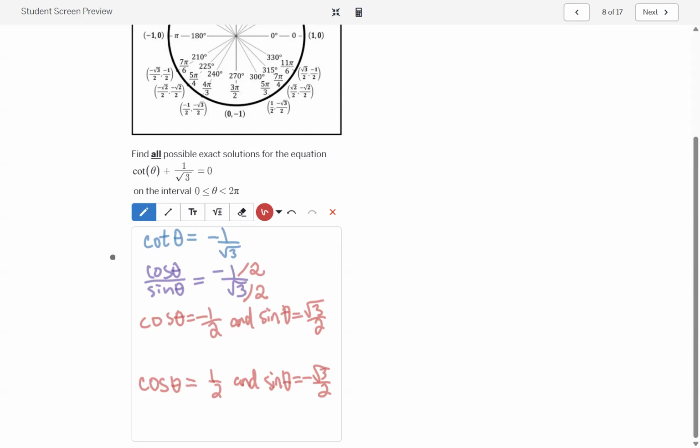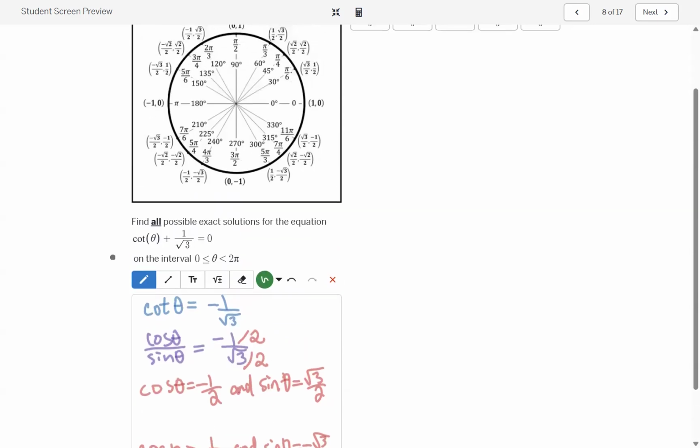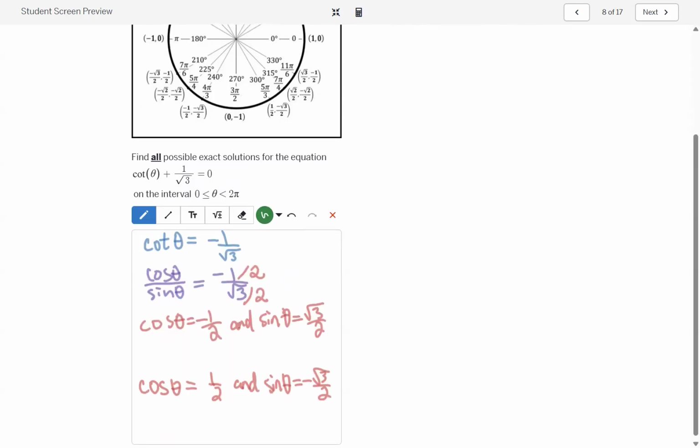So if I have either of those setups, when those two cosines and sines divide, I'll get negative 1 over the square root of 3. So now I want to find these locations on the unit circle. So when is the cosine negative 1/2 and the sine is positive square root of 3 over 2? Yep. So our first answer is 2 pi over 3.